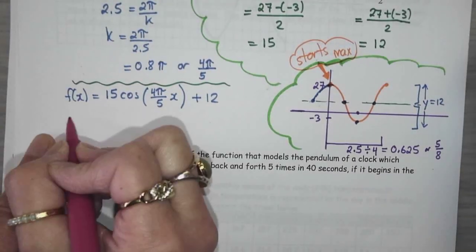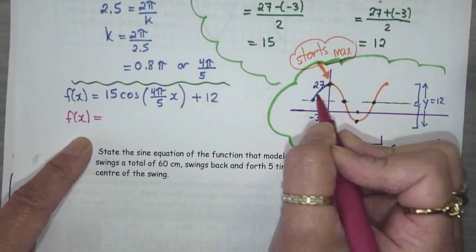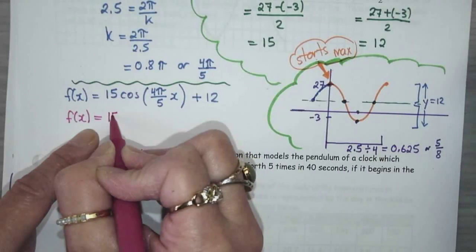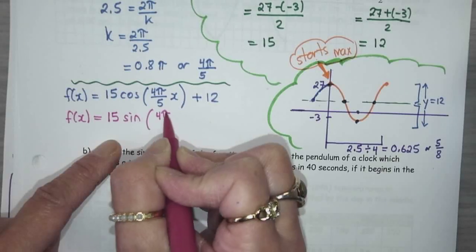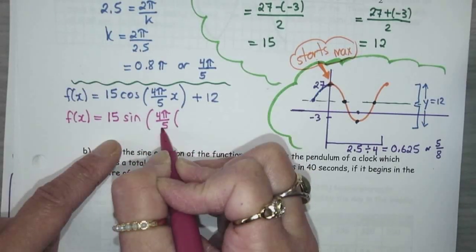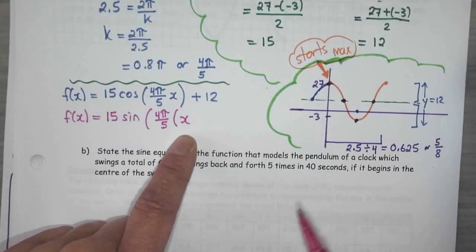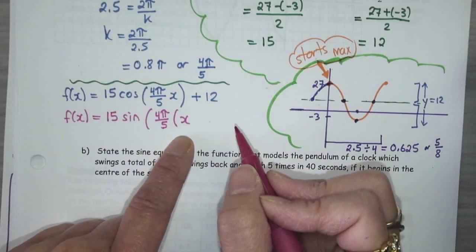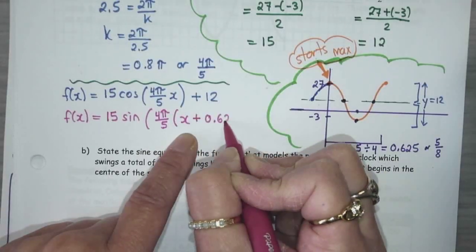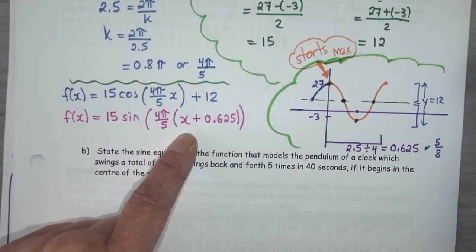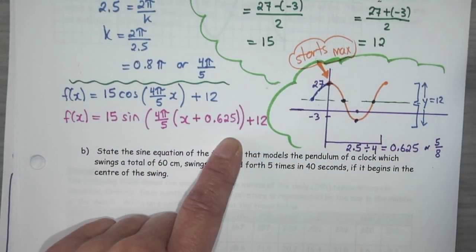All right, for the sine, I'm going to do both of them. If I'm heading up, then I've gone 15 sine, and we get 4 pi over 5 bracket x. And we shifted it 0.625 to the left, which is plus. And then plus 12. Is that okay?